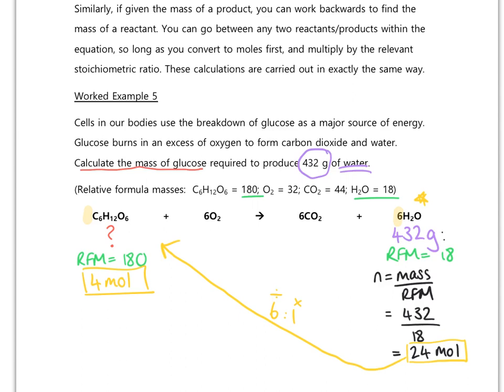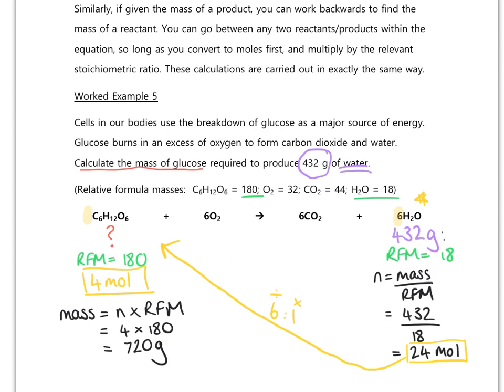But the question didn't ask me for the number of moles of glucose, it asked me for the mass of glucose. So I need to use my equation, mass equals N times RFM, to work out the mass of glucose required. The number of moles required is 4. The RFM is 180. So 4 times 180, put that into your calculator, and you should get that your mass is 720 grams of glucose. So we've answered our question now. Calculate the mass of glucose required to produce 432 grams of water. Well, I need 720 grams of glucose to produce that mass of water.